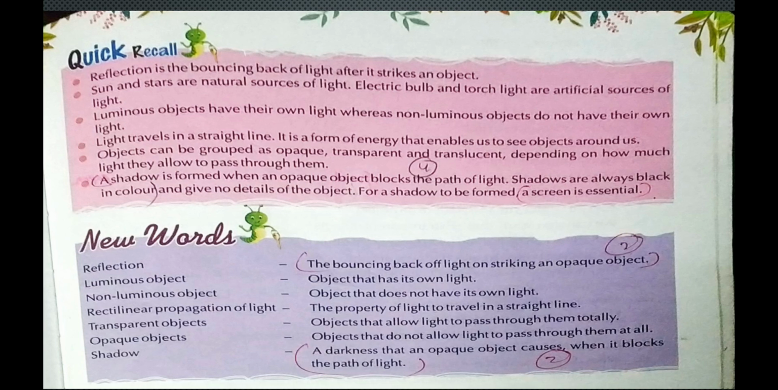And the new words are: reflection, the bouncing back of light on striking an opaque object. Luminous objects, objects that have their own light. Non-luminous objects, objects that do not have their own light. Rectilinear propagation of light, the property of light to travel in a straight line. Transparent objects, objects that allow light to pass through them totally. Opaque objects, objects that do not allow light to pass through them at all. And shadow, a darkness that an opaque object causes when it blocks the path of light.